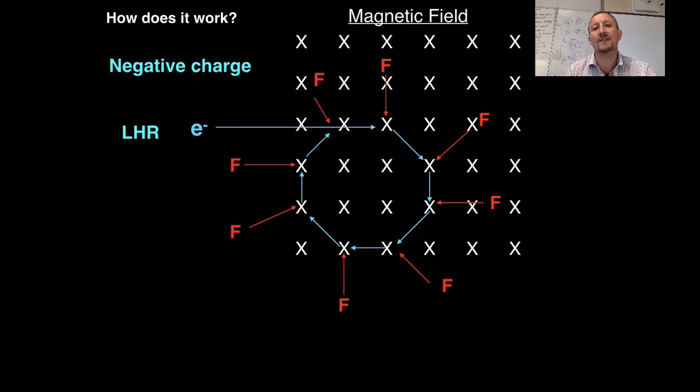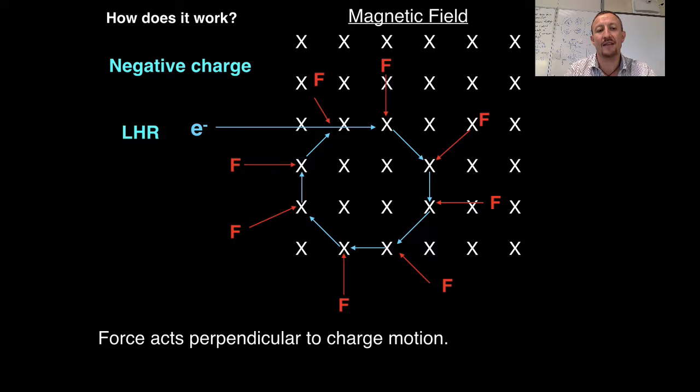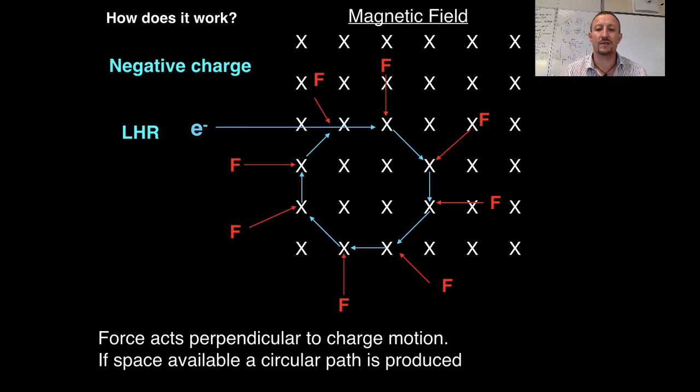So what things do we need to glean from this observation? Well, the first thing we need to understand is that force always acts perpendicular to the charge motion, and it will deflect it. We can be just deflecting it down, but if we have a big enough field and the charge is moving fast enough to get into that field and be subjected to those forces, it will produce a circular path. So that deals with a negative charge. Well, a positive charge is just going to be the opposite.